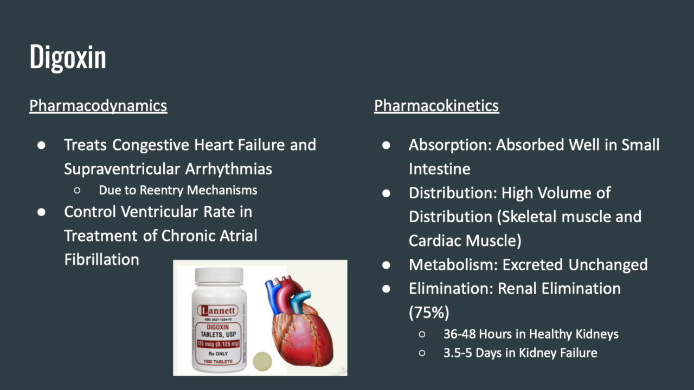However, it can also be used to control the ventricular rate in the treatment of chronic atrial fibrillation. Since the majority of digoxin is excreted renally, patients with renal failure will not be able to eliminate the digoxin. In normal functioning kidneys, the excretion rate should be 36 to 48 hours. However, in failing kidneys, the excretion can last anywhere from 3.5 to 5 days. This is the main pharmacokinetic issue with patients who have kidney and liver issues and are taking digoxin.